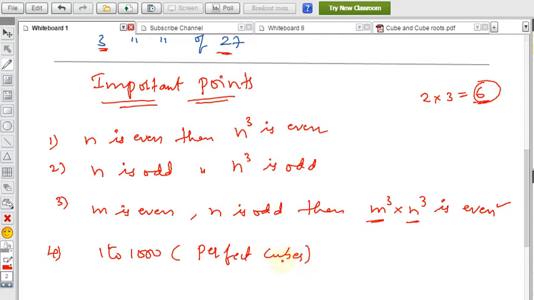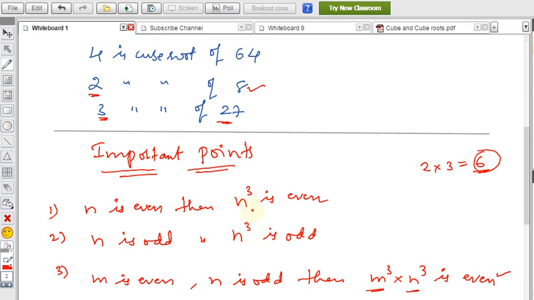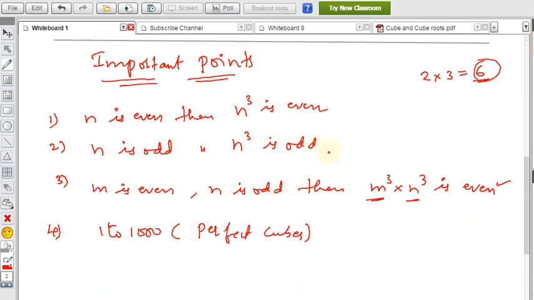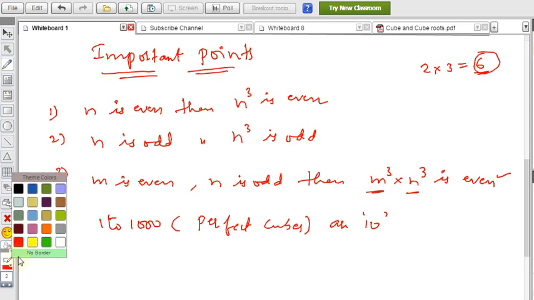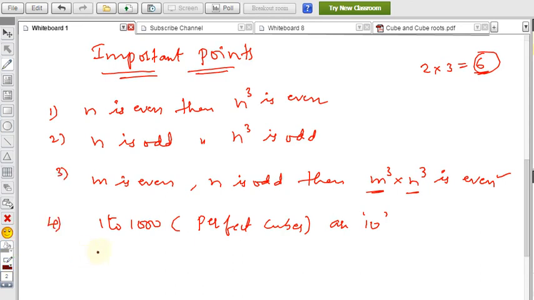Like we have seen previously, 8, 27, 64. These are all perfect cubes. Between 1 to 1000, the number of perfect cubes is only 10. Only 10 are there, so I'll write the 10 numbers. It is easy to remember from an examination point of view.